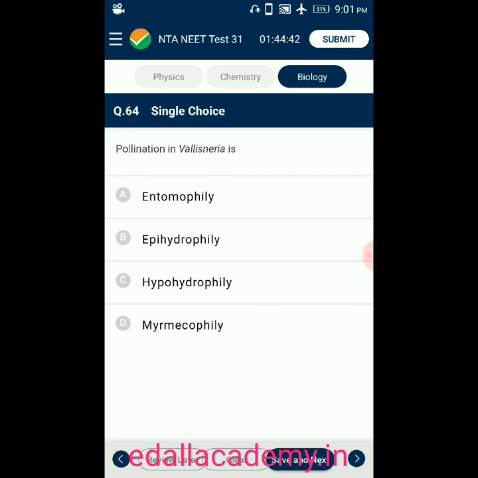Question number 64. Pollination in Vallisneria is... Entomophily is pollination by insects. Myrmecophily is pollination by ants. The pollination which takes place on the surface of water is called epihydrophily. The pollination which takes place inside the water is called hypohydrophily. In Vallisneria, the female flower reaches the surface of the water by the long stalk and the male flower or pollen grains are released onto the surface of the water. Thus, it shows epihydrophily. So, the answer for this question is option B, epihydrophily.